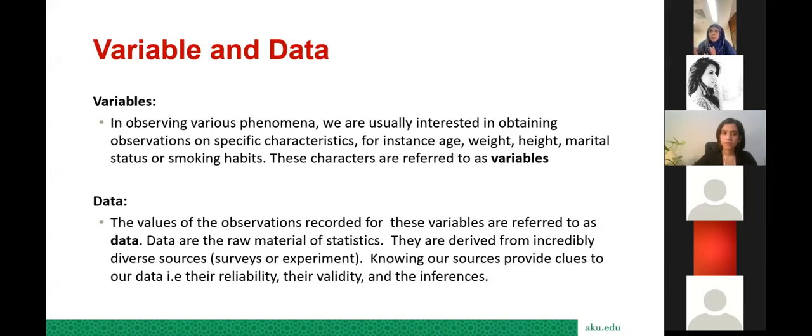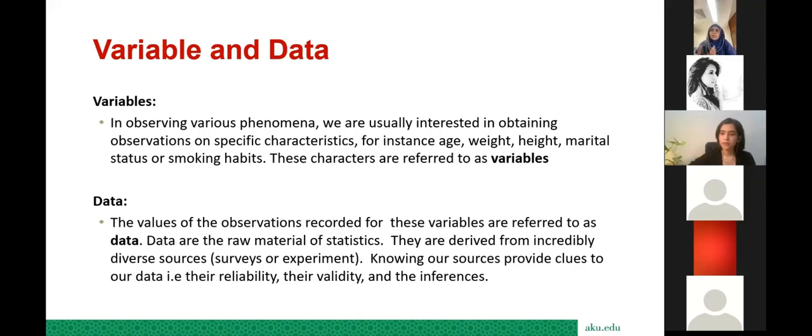For example, if you want to assess the marital status, the socioeconomic status, or any other characteristic of a sample that you want to assess, that's known as a variable. While the data is actually the observations that you're recording for these variables. If you are assessing the weight of a patient, that is a particular observation, right? So that is data.